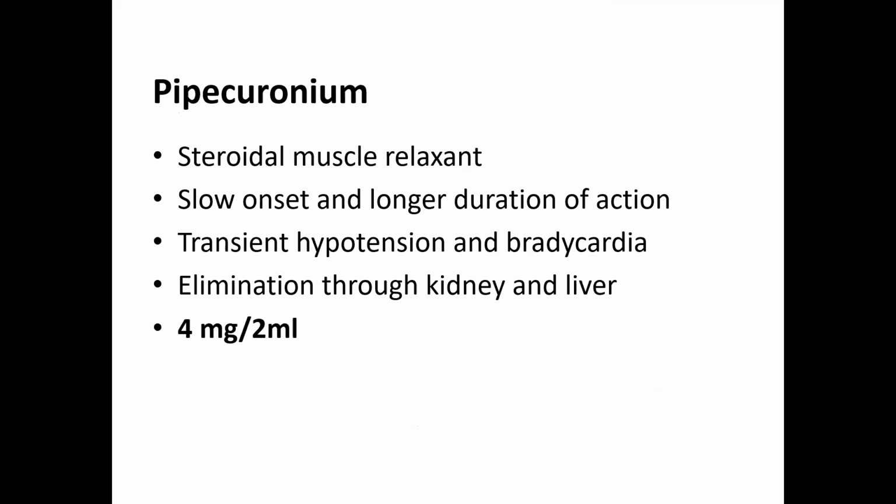Next is pipecuronium. It is also a steroidal muscle relaxant, with slow onset and longer duration of action. It causes transient hypotension and bradycardia. It is eliminated through the kidney and liver, that is, through urine and bile. It is available as 2 ml ampules. Each ml consists of 2 milligrams.